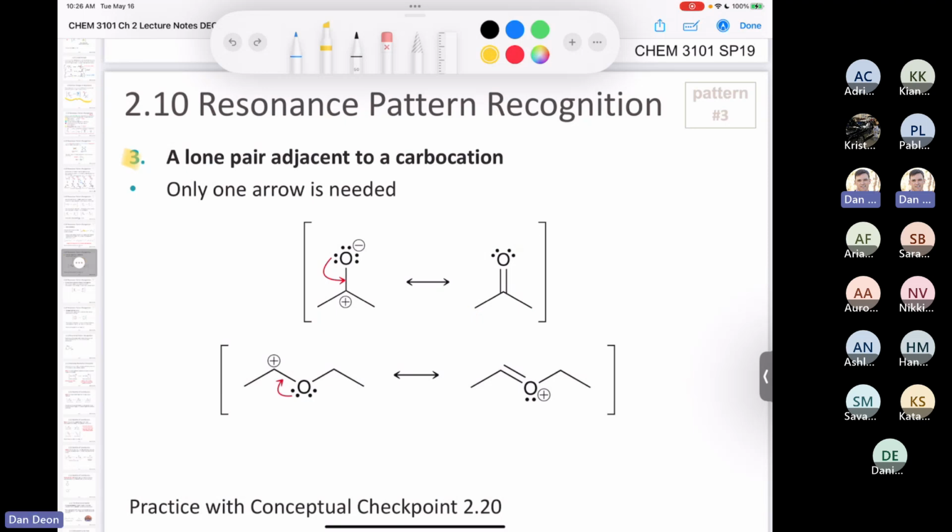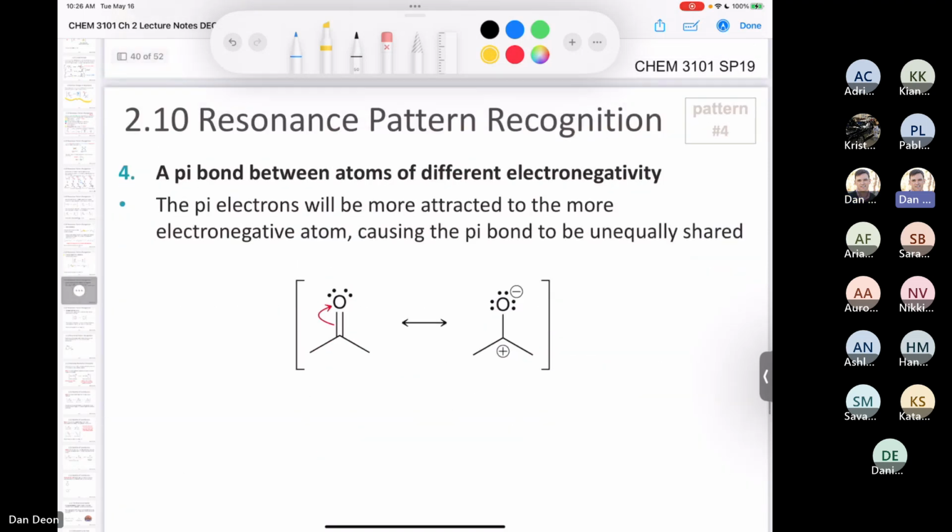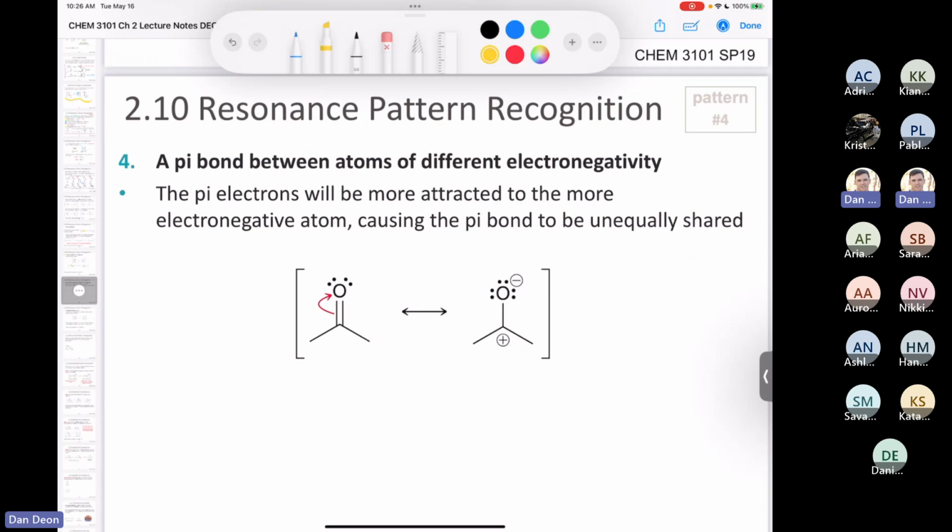And similarly here, we have a positive charge next to a lone pair, so we could draw a resonance contributor for that. Again, I've gone over this, I think, 3 times already, but if you have a pi bond between atoms of differing electronegativity, again, oxygen has an electronegativity of 3.5, carbon is 2.5, and therefore you can draw a resonance contributor where you put the negative charge on the more electronegative atom.